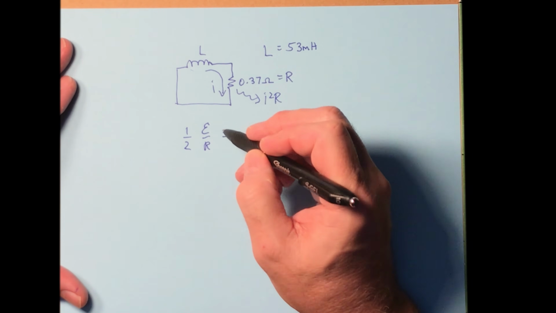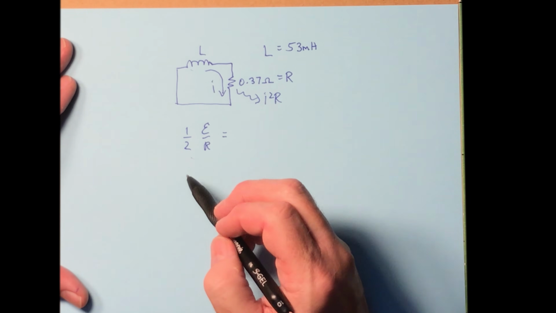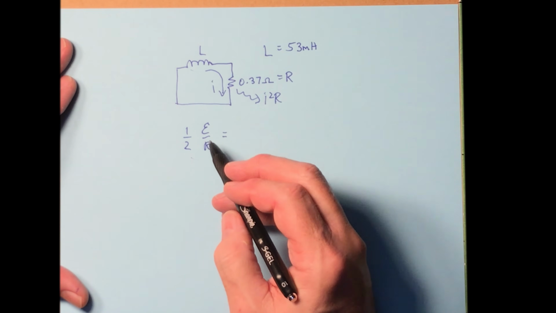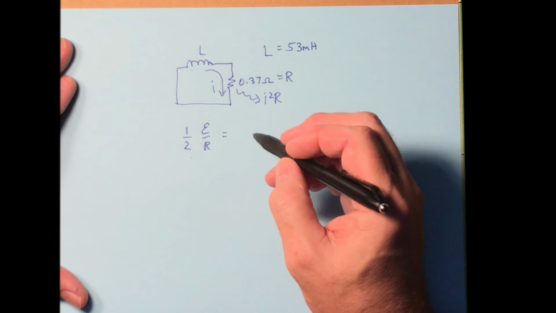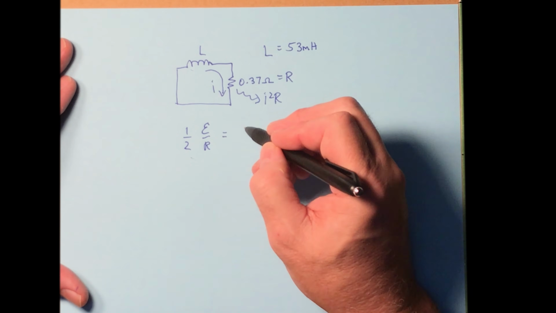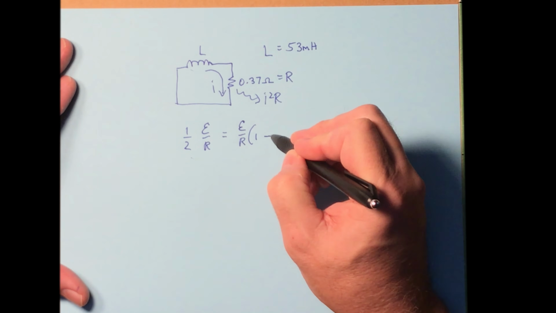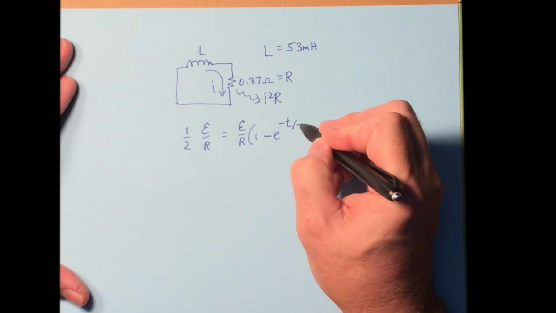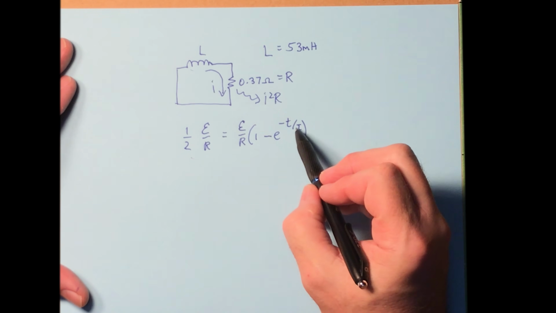So the question is, how long before it reaches this right here? Half of the equilibrium current. If we look at the equation for current, it's E over R times 1 minus e to the negative t over tau, like that. And now we need to solve for t out of this.